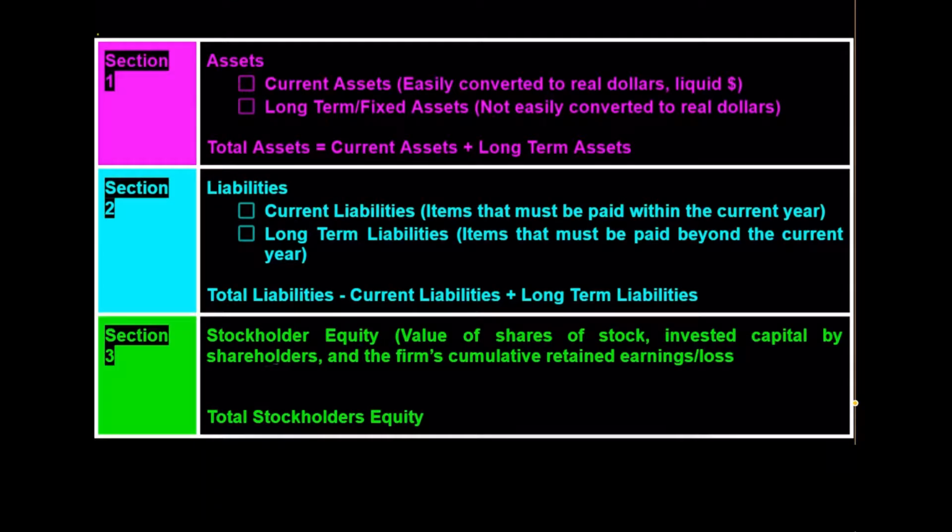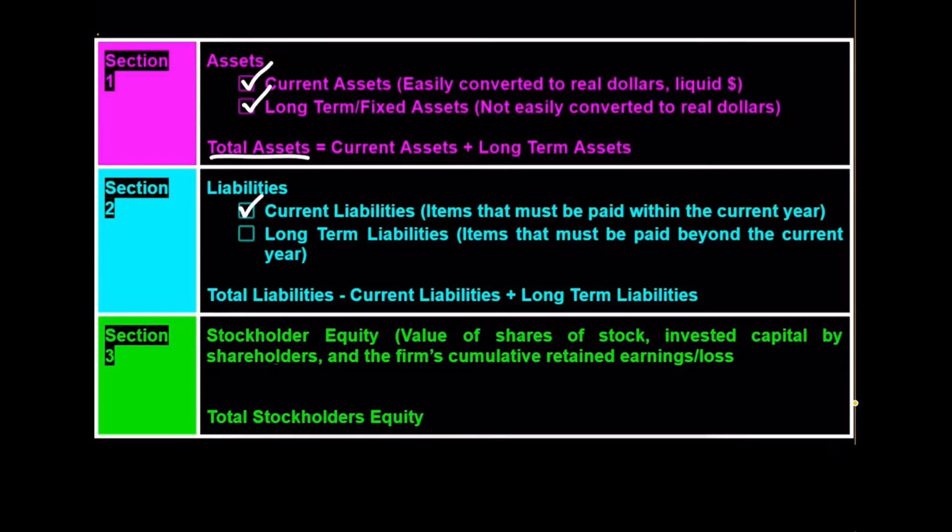Here's an example table. Section 1 has assets. Current assets are easily converted to real dollars. They're liquid money. Long-term or fixed assets are not easily converted to real dollars. The current and long-term assets equal your total assets.